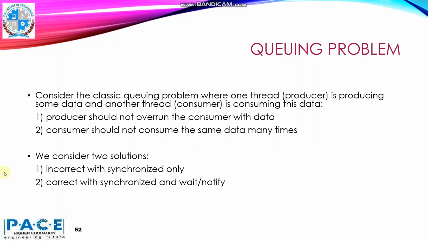For this, we'll consider two solutions. First is an incorrect solution in which we are using only synchronization. With just synchronization, we are trying to solve this problem without inter-thread communication. And then we will see with the help of an example what problem we face. Then second, we'll see a correct solution which uses synchronization and also inter-thread communication. So we will be using wait and notify. Okay, so let's consider the example.